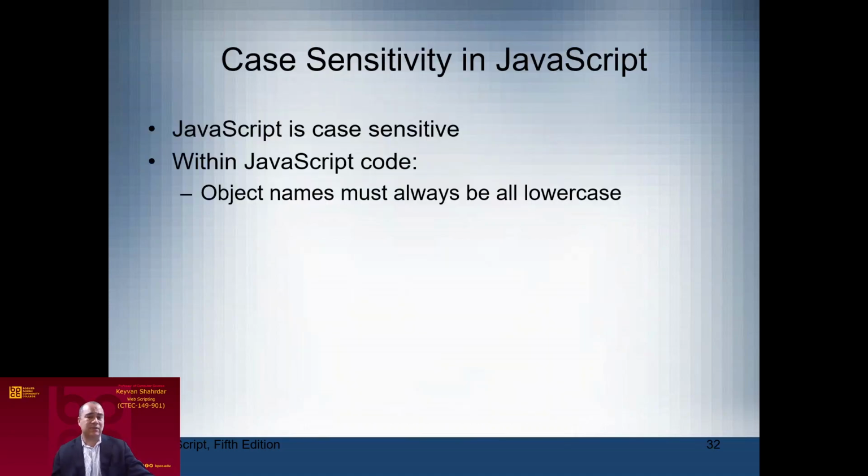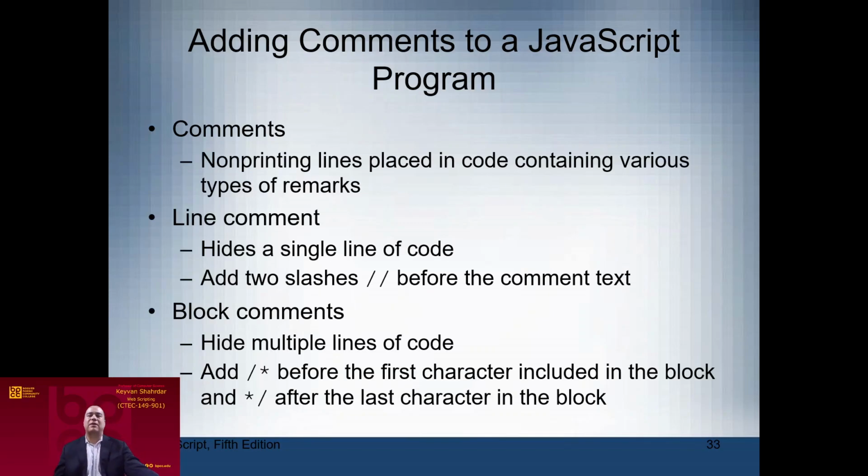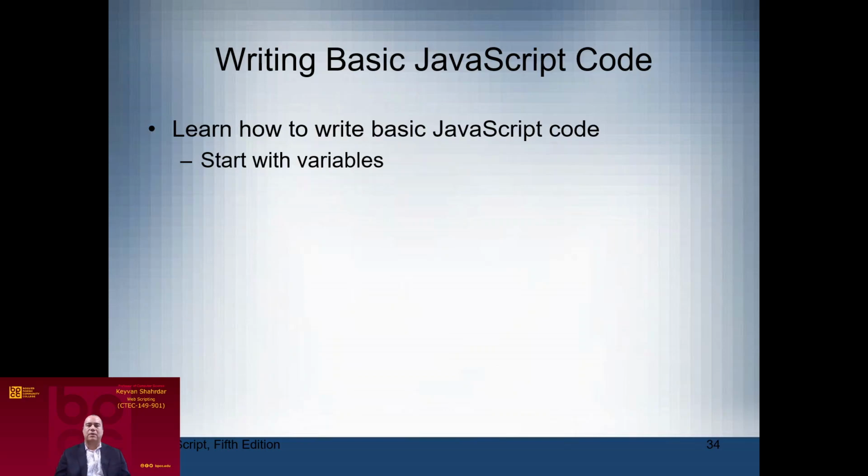JavaScript is case sensitive, so remember you are actually programming. If you mistype something, it's not going to work. So within JavaScript code, object names must always be all lowercase. Adding comments to a JavaScript program. So you could add comments, which are non-printing lines placed in code containing various types of remarks. A line comment you could do with two slashes. That's for a single line of code. Block comments, you start with a slash star, and then you end it with a star slash. So that will comment it that way.